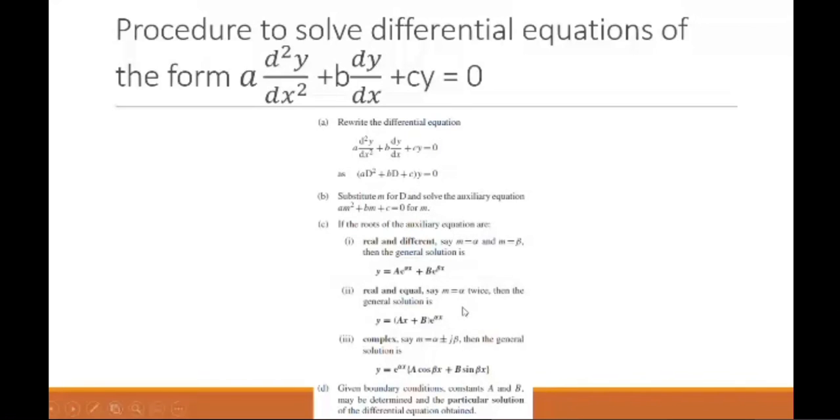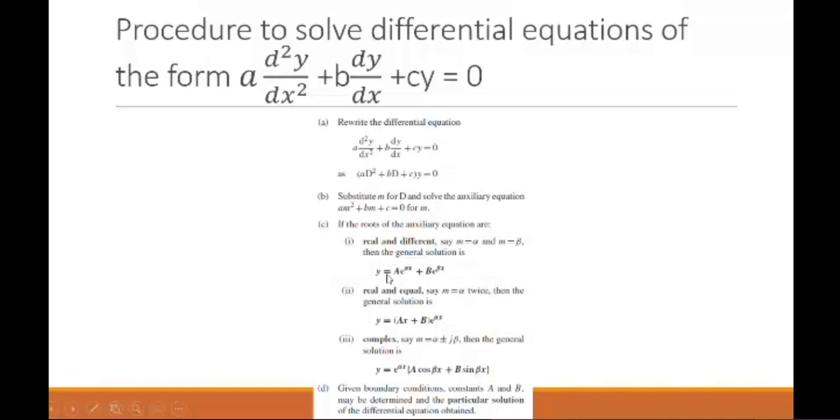And if the roots are complex, that is m equals alpha plus jbeta or alpha minus jbeta, here the two roots are the conjugate of each other. That means we have a difference in sign before the imaginary part. Then the general solution takes this form: y equals e^(alpha x), where alpha is the real part of this complex root, times (A cos beta x plus B sin beta x). Beta means the imaginary part of the complex root, right? Then if we are given some boundary conditions, we can determine these constants A and B. If not, you can't determine the constant values A and B. You can find only these alpha and beta values from the auxiliary equation.